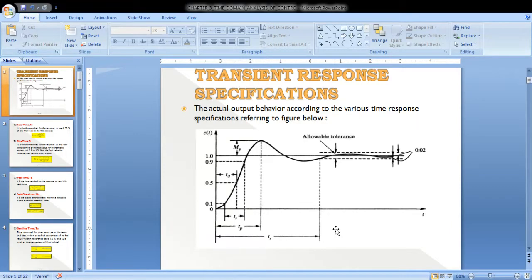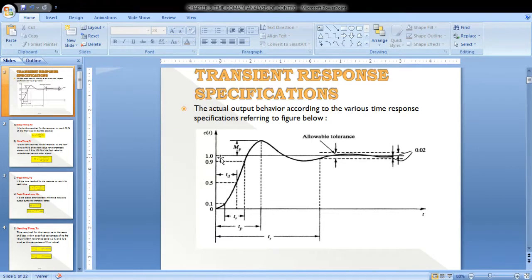Today we are taking up the topic of control systems: transient response specification. There are multiple responses we are going to measure, and the transient response specifications are most important because ultimately they lead to the analysis of the whole response we are getting based on whatever input and output. Looking at the diagram, we see the actual behavior of the output for a unit step input.